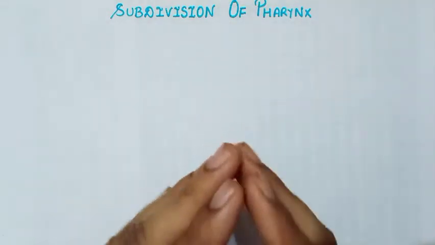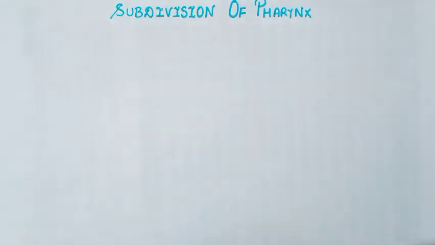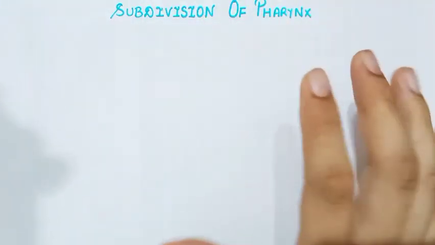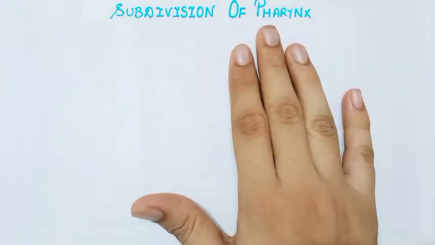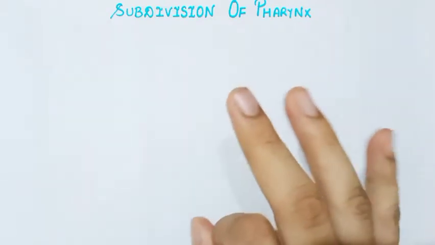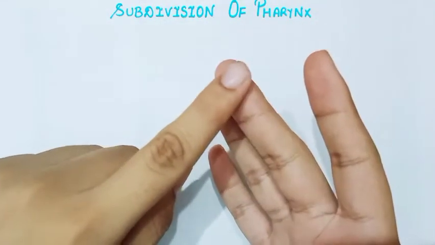Welcome to our channel. In this video, we'll have a look at the subdivisions of the pharynx. In the previous video, we discussed what the pharynx actually is and had an outlook of what we have to study in this heading. So in this video, we'll discuss the subdivisions. What were the three subdivisions of the pharynx? These were the nasopharynx, oropharynx and the laryngopharynx.